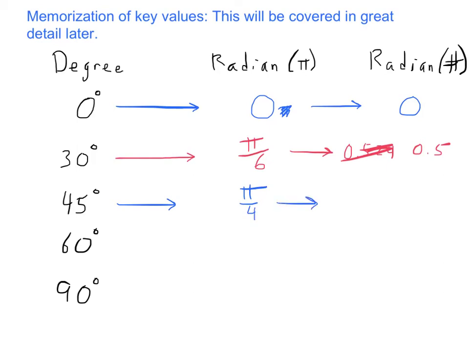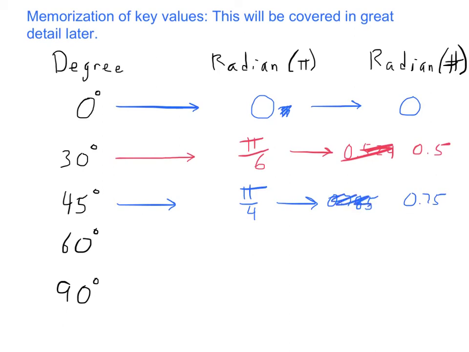Pi over 4, if you actually divide it on a calculator, ends up being 0.785. But again, in my opinion, for our conceptual understanding, if we think of pi as being about 3 divided by 4, it makes sense that that angle would be about 0.75.